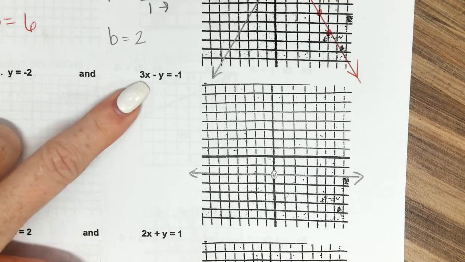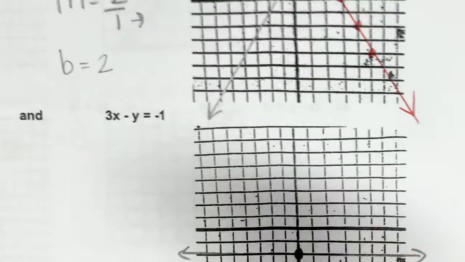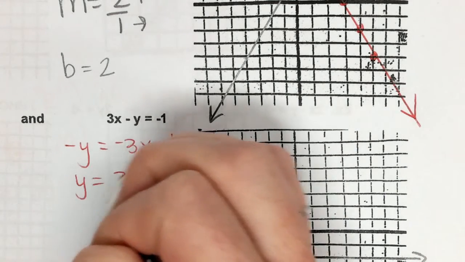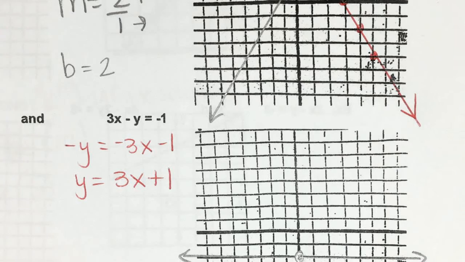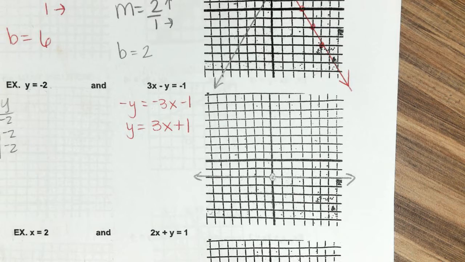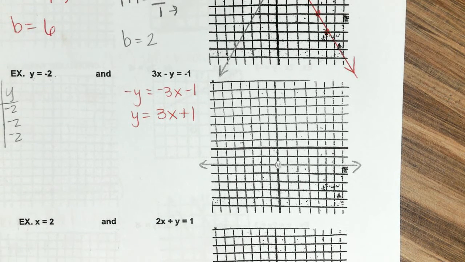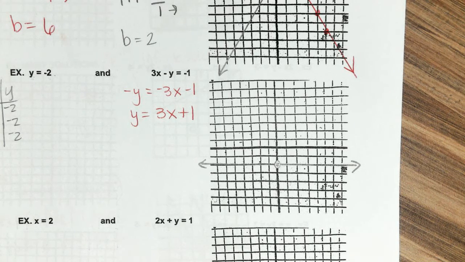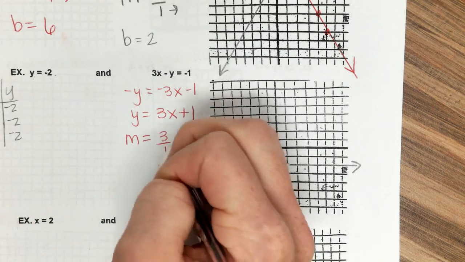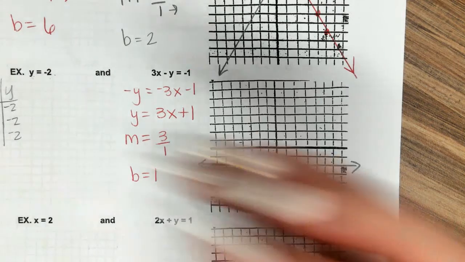All right, for this one, I need to do what first? Rearrange it. Okay, I need a slope. What's the slope? 3/1. What's the y-intercept? So I start on the y-axis at 1.